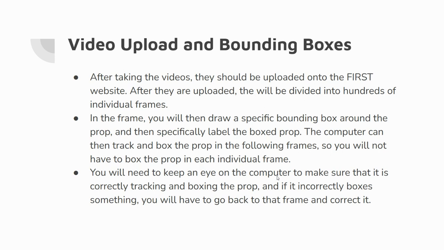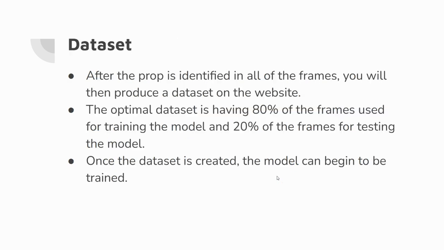In these frames, you will then draw a specific bounding box around the prop, and then specifically label the box prop. The computer can then track and box the prop in the following frames, so you will not need to box the prop in each individual frame. You will need to keep an eye on the computer to make sure that it is correctly tracking and boxing the prop. And if it incorrectly boxes something, you have to go back to that frame and correct it.